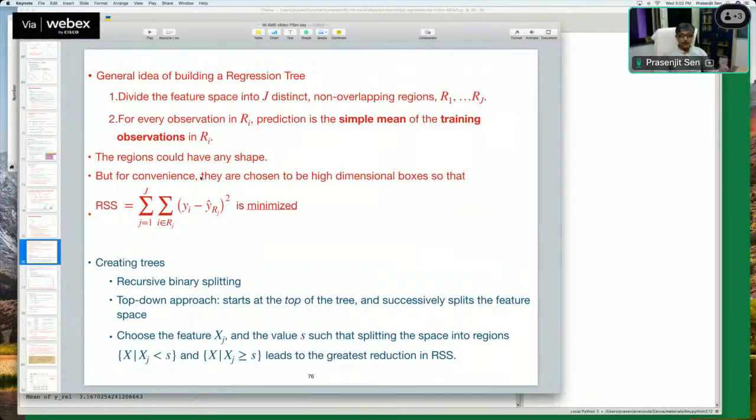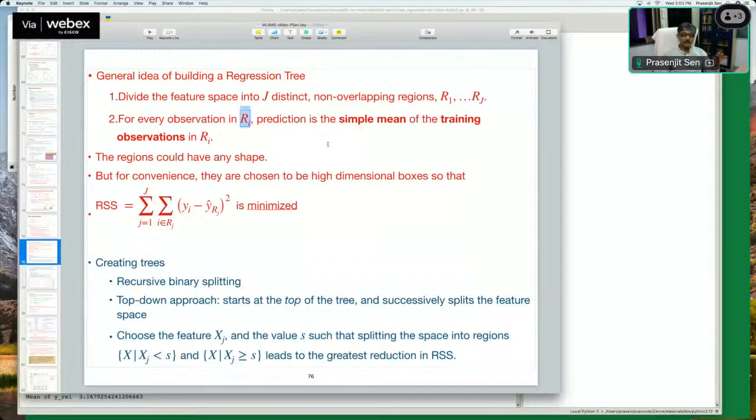Now I want to make a prediction. For every observation in a region Ri, the prediction is the simple mean of the training observations in Ri. So if I have a certain number of training observations in Ri, I take the mean of those observations. Any test sample that falls in the same region will be predicted to have that average value. That is the prediction for that test sample. It's a very simple idea.